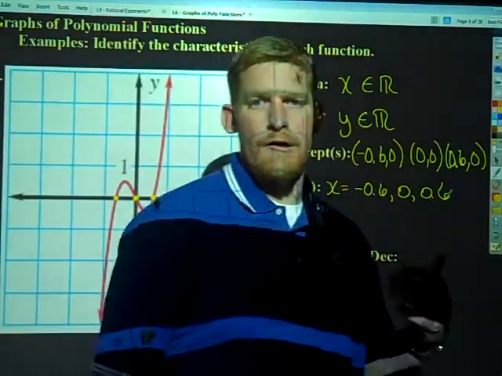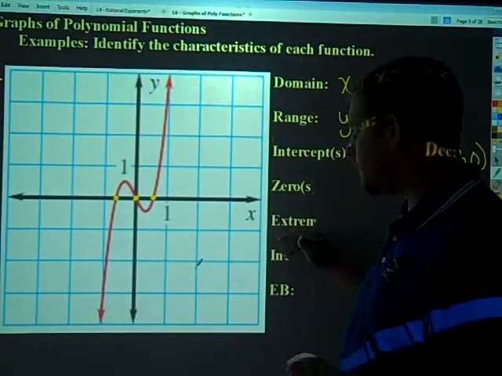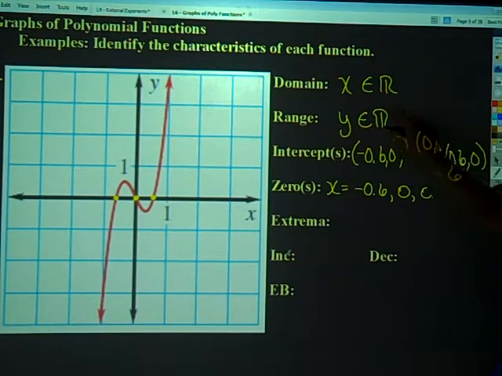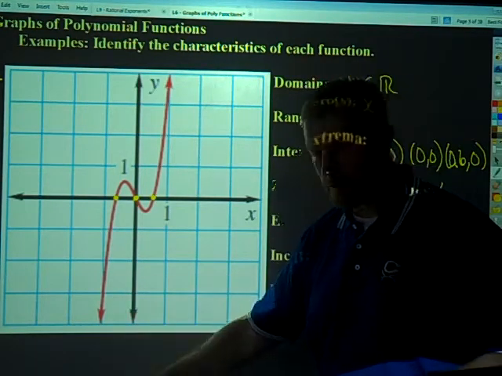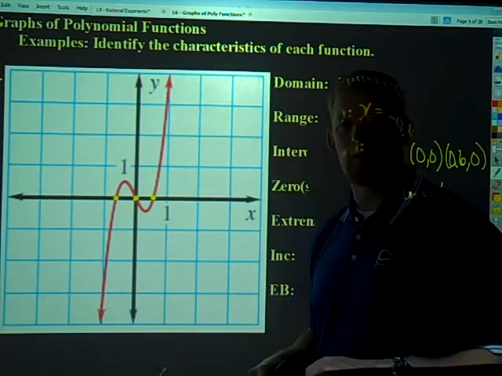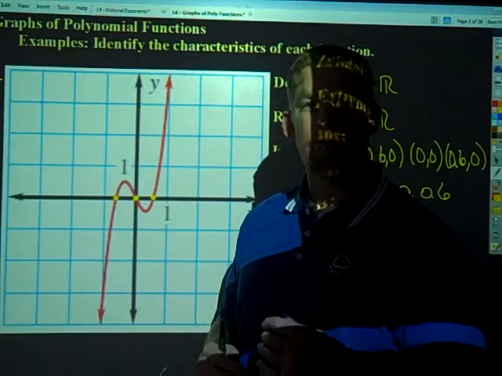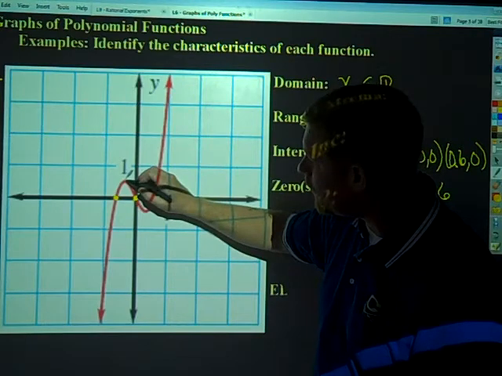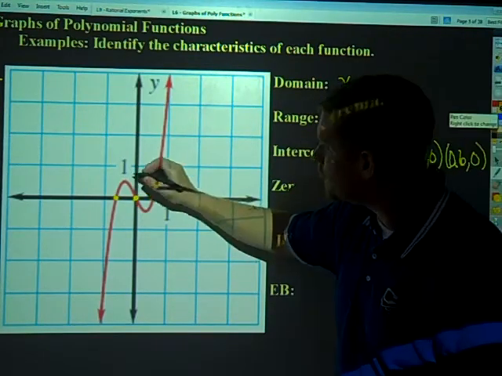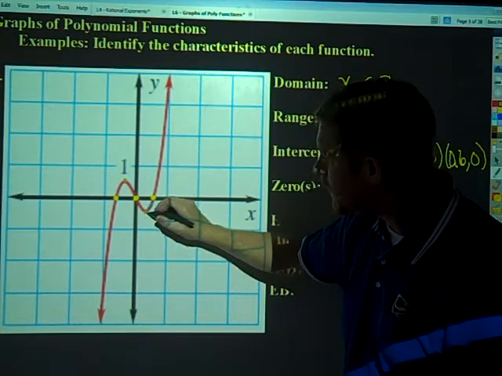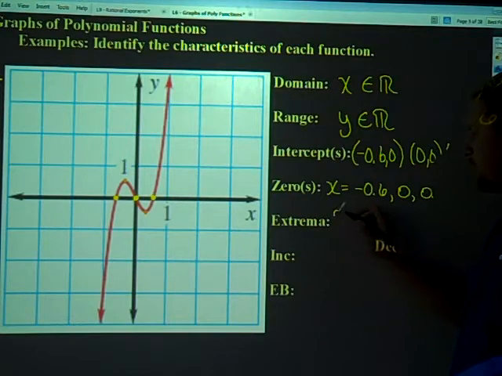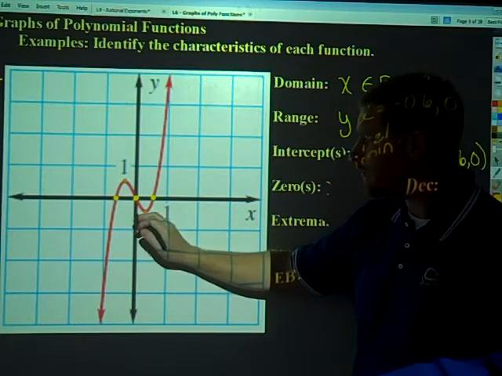In this case, when we're talking about extrema, which are the characteristic that we want to talk about next, because our function does not stop in either direction, goes down to negative infinity and up to positive infinity, we don't have a maximum that is absolute or a minimum that is absolute. All we have is our relative mins and maxes, and they are right here. So there's a relative maximum and there's a relative minimum. For these, you just need to write relative minimum and just state the location.